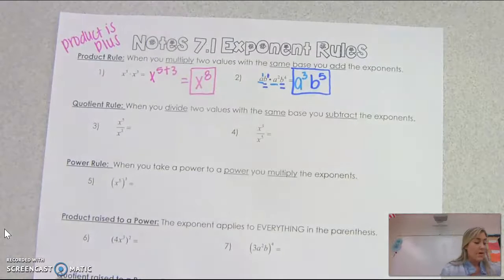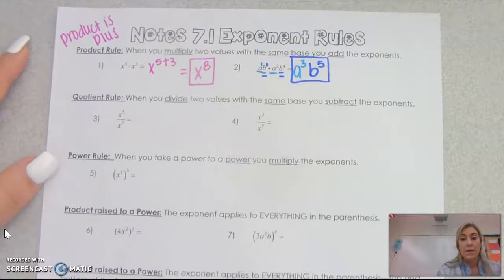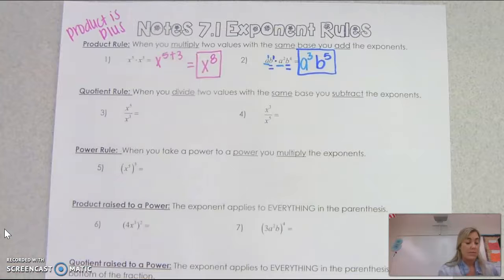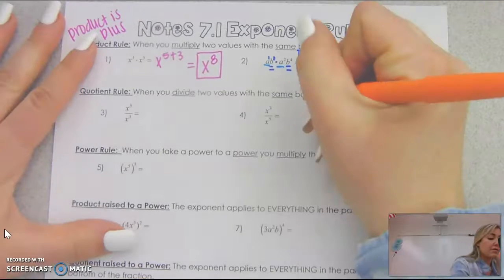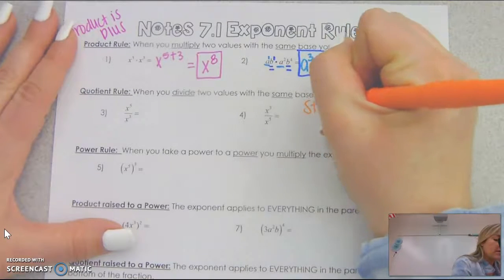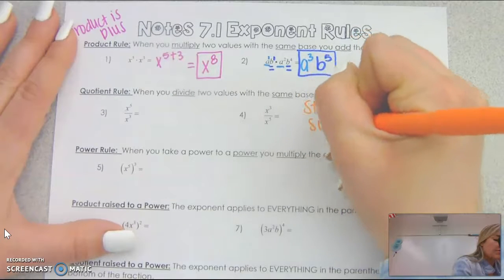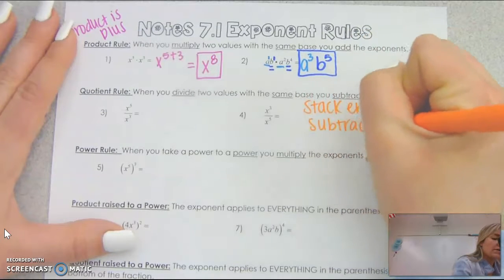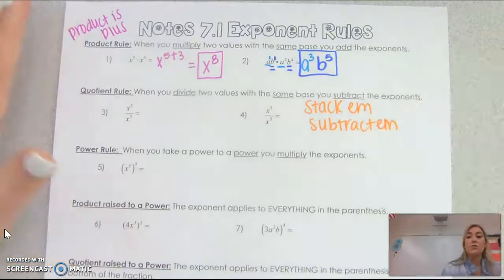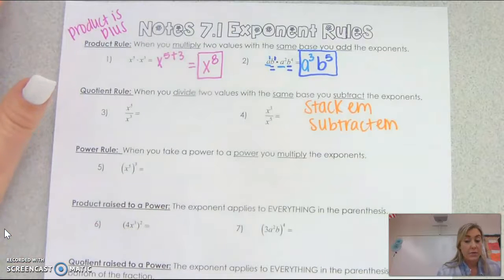So next up, we have the quotient rule, which is when you divide two values with the same base, you subtract exponents. What I like to say for this one is stack them, subtract them. So when they're stacked on top of each other, you're going to subtract the exponents.